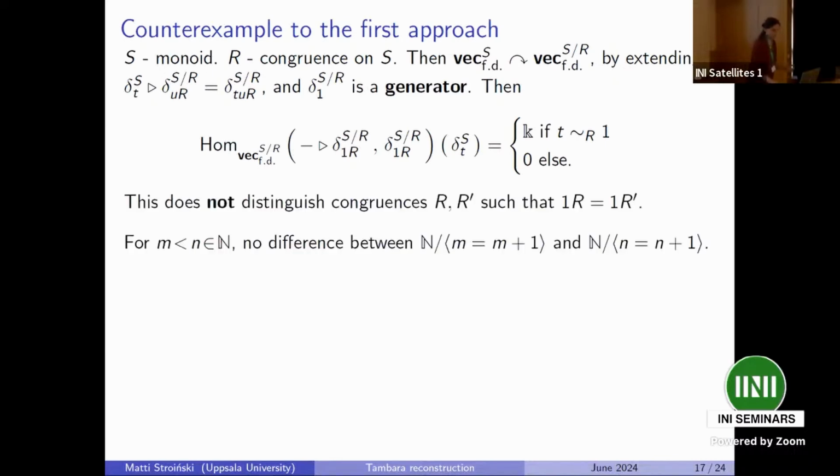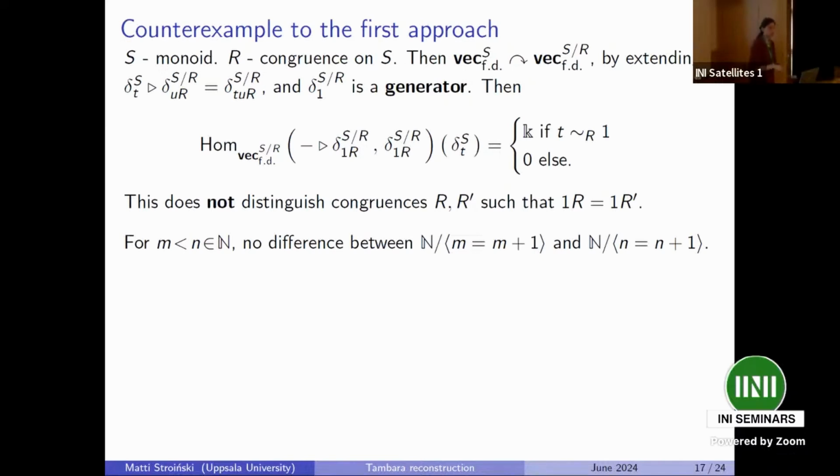What's the problem with this? Well, the problem is that this does not distinguish congruences whose congruence class of 1 is the same. For groups, congruences are given by normal subgroups, like modding out by a normal subgroup, and then we have the Lagrange theorem, telling us that if I know one coset, I know kind of all of them. They're all of equal cardinality.